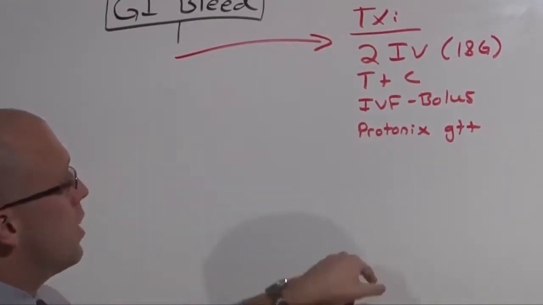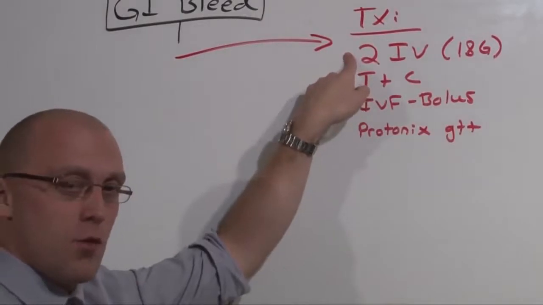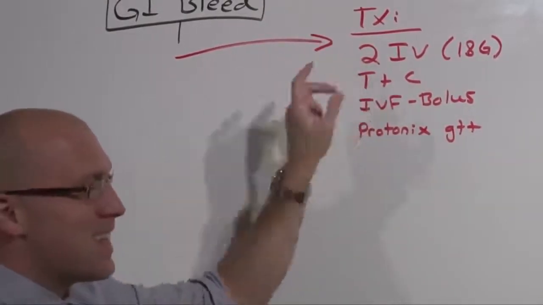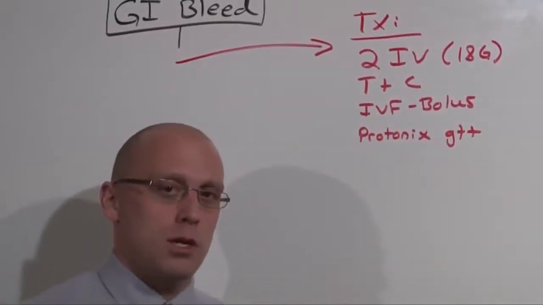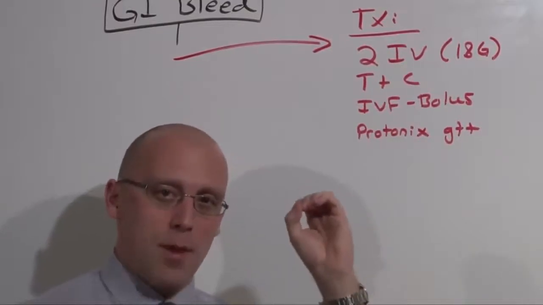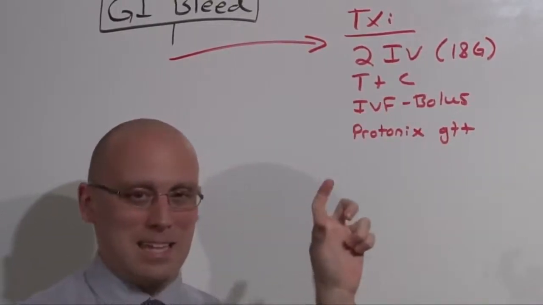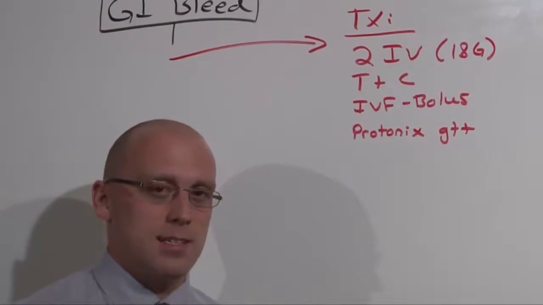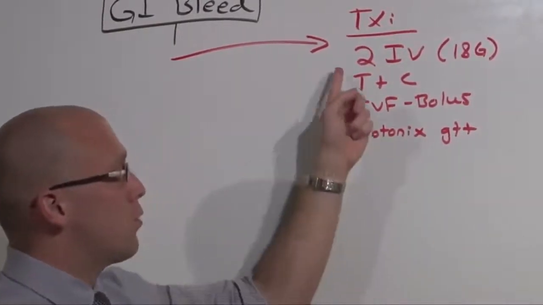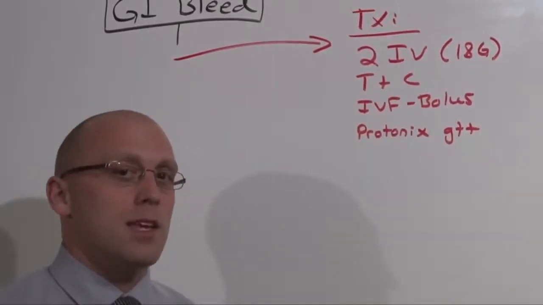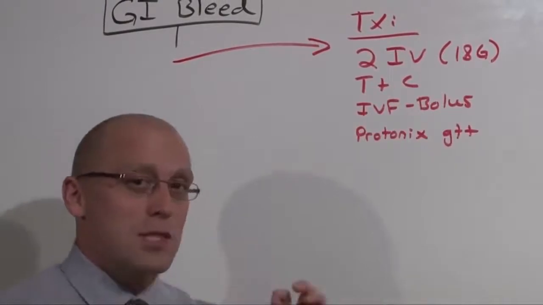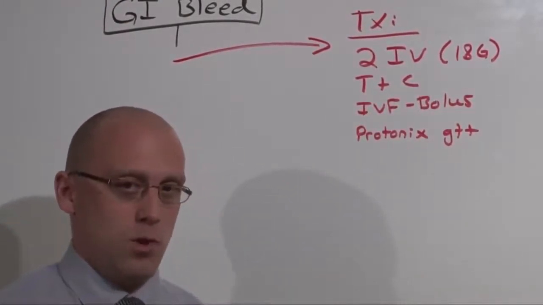It's going to be up to you to decide, are the 2 peripheral IVs enough, or do they need more access? And here's the thing that limits how much product you can give: it is not the size, the bore, or the diameter of the line, it is the length. Central venous access is not necessarily better in GI bleed than peripheral. In fact, if you can get 4 or 5 peripheral IVs that are all 18 gauge, that's going to be the best way to resuscitate someone.